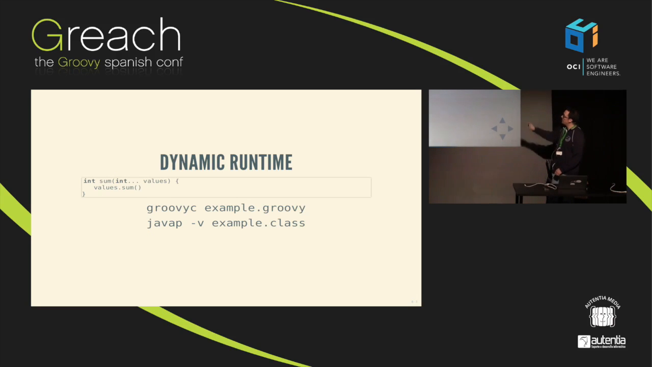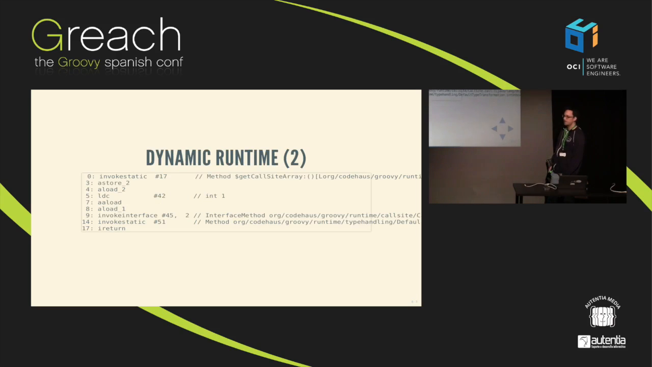What is more interesting is to see the difference between the 3 backends. For that simple method, I'm going to show you the bytecode that is generated using the legacy bytecode. And it's pretty simple, actually, right? So we have a get call site array, we have a call site call.